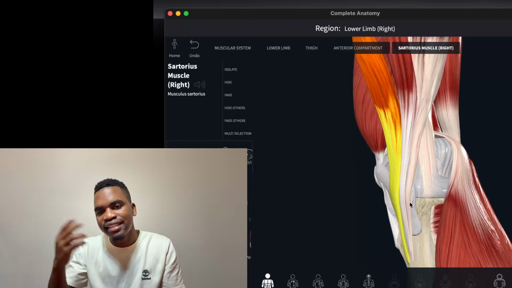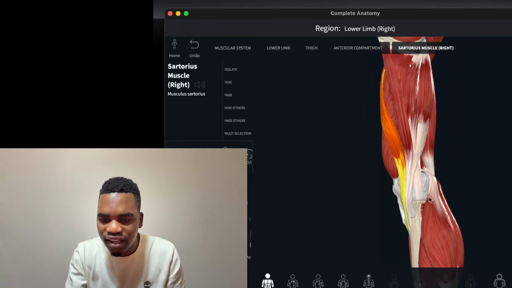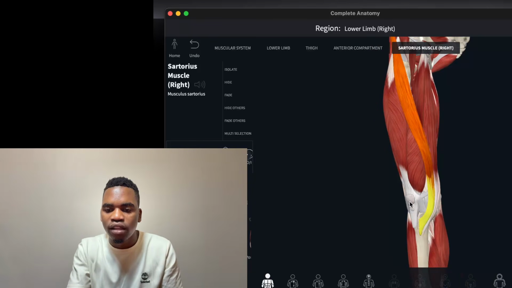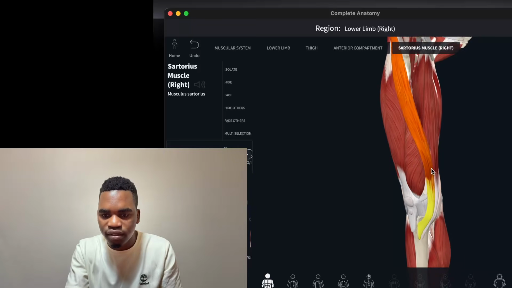P-E-S A-N-S-E-R-I-N-U-S. Pes anserinus, and that is so unique. The pes anserinus is a goose foot. Is a goose foot.